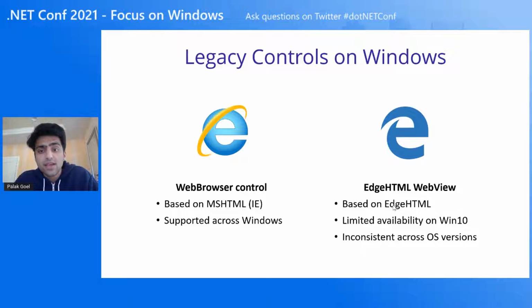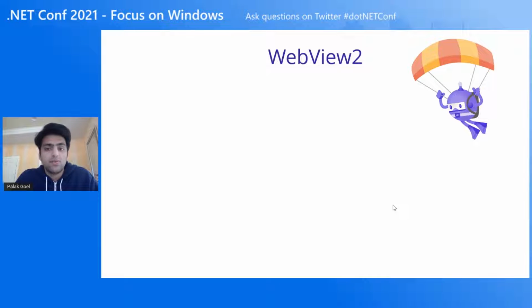A few years ago, the team launched an EdgeHTML WebView, which was based on the legacy Edge and EdgeHTML platform. This was a few steps forward in the right direction in terms of offering more modern web standard support. However, the EdgeHTML WebView had limited availability on Windows 10 and was inconsistent across different OS versions. So what we heard from developers was that neither control was good enough for their needs. Developers wanted a control that supported modern web standards and was agnostic of the OS. And that's what we've built with WebView2.